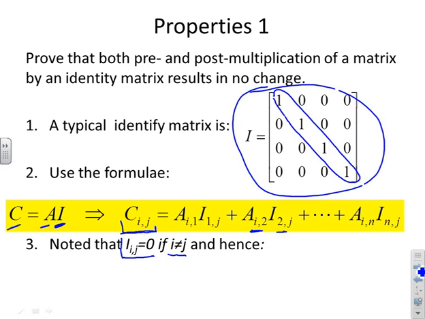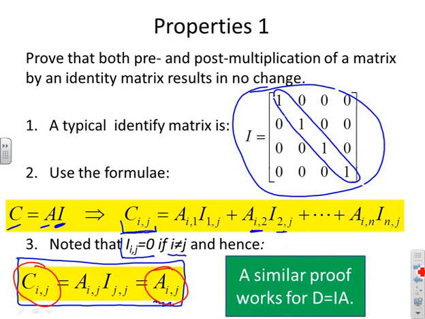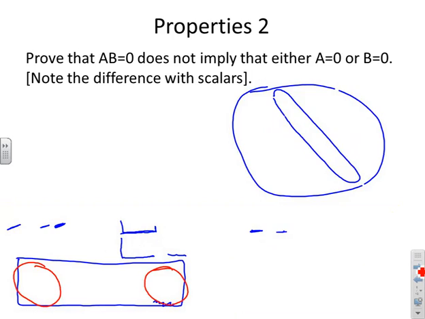Now if I substitute that observation into this top equation, you find we get this, that C_ij is given by A_ij times capital I_jj, which clearly is just A_ij. And if you haven't seen the obvious there, C_ij equals A_ij. C and A have the same coefficients in the same places. A similar proof can be worked for pre-multiplication by the identity matrix, so we'll let you do that by yourself.